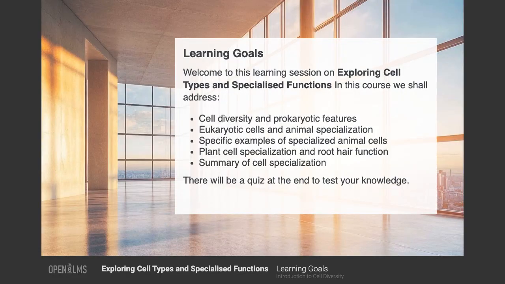Learning goals. Welcome to this learning session on exploring cell types and specialized functions. In this course, we shall address cell diversity and prokaryotic features, eukaryotic cells and animal specialization, specific examples of specialized animal cells, plant cell specialization and root hair function, and a summary of cell specialization. There will be a quiz at the end to test your knowledge.